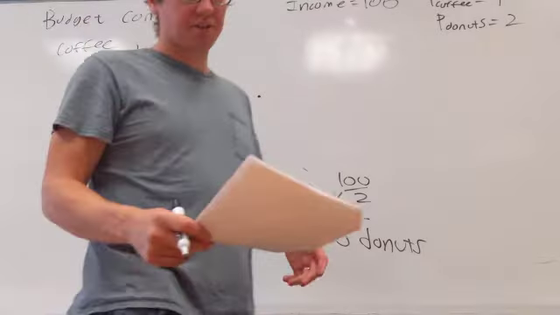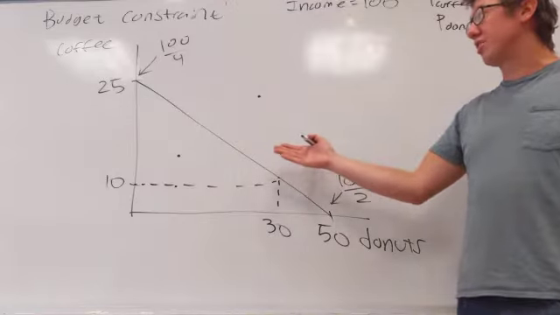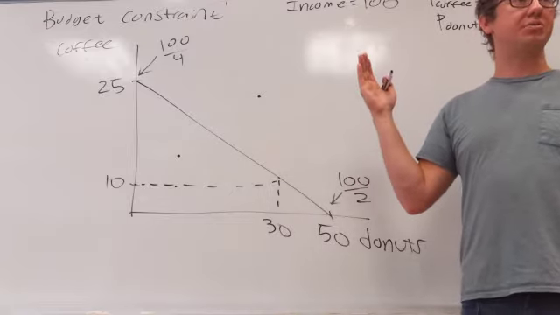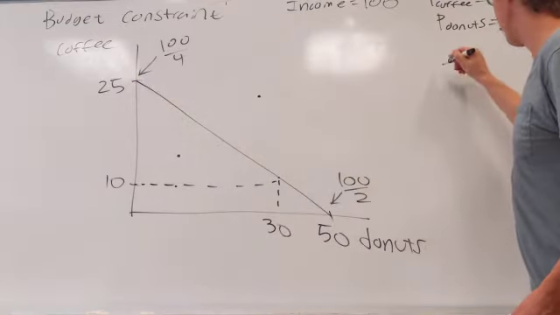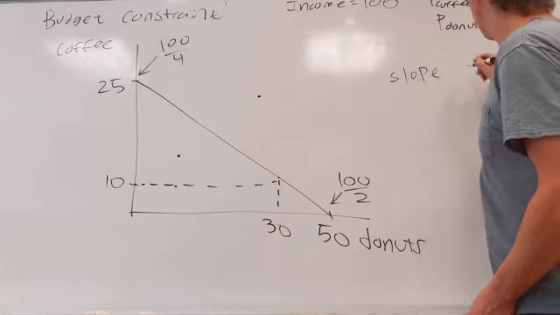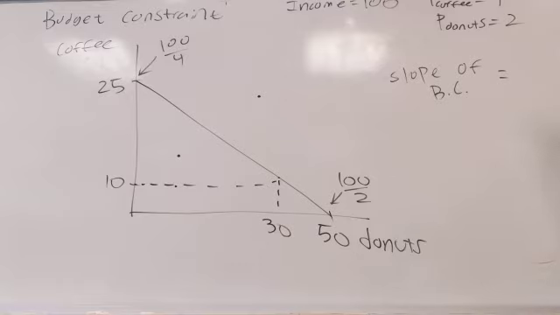This won't seem very important now, but it'll turn out to be useful momentarily: characterizing the slope of the budget constraint in terms of the relative prices of the two goods. Which is why I wrote these 100 over 4 and 100 over 2 up here. So the slope of the budget constraint is like any other slope. It's the rise over the run. The rise in this case, you could write as 25 or 100 over 4. So the slope of the budget constraint is equal to the rise, which I'll write as 100 over 4, divided by the run, this horizontal distance, which I'll write as 100 over 2.